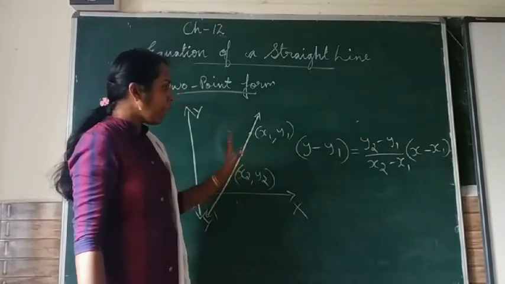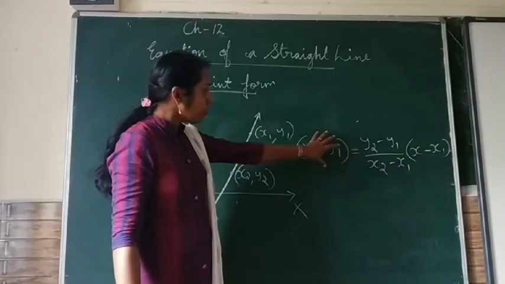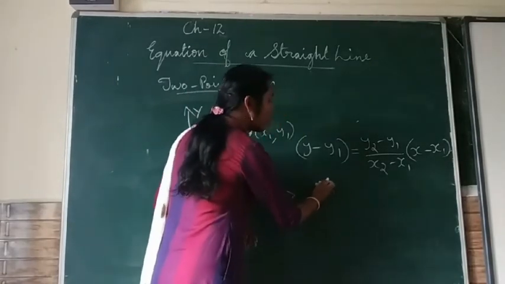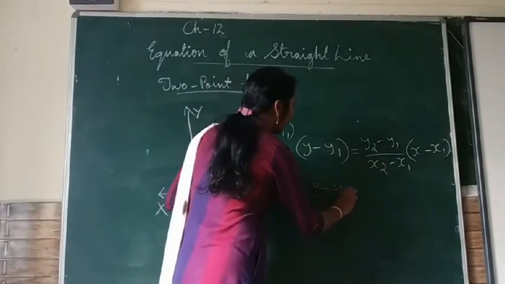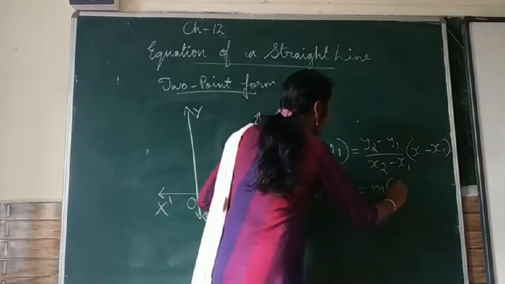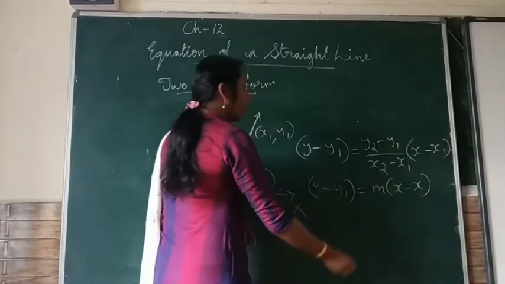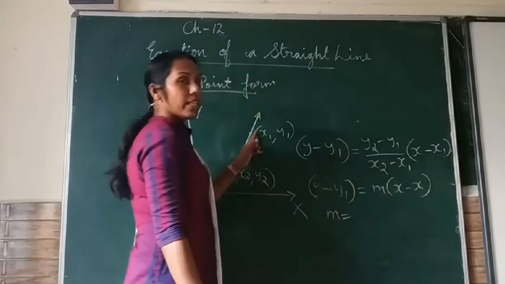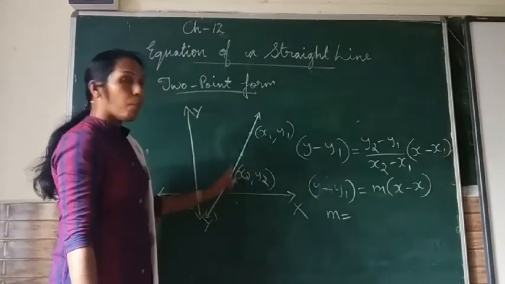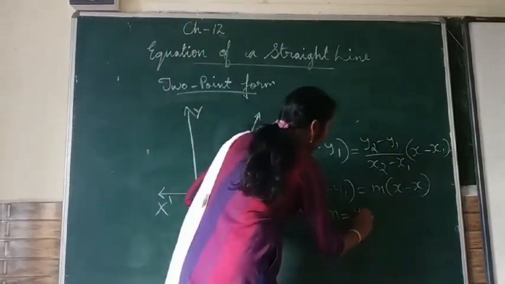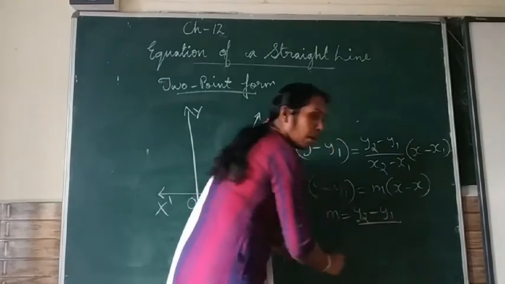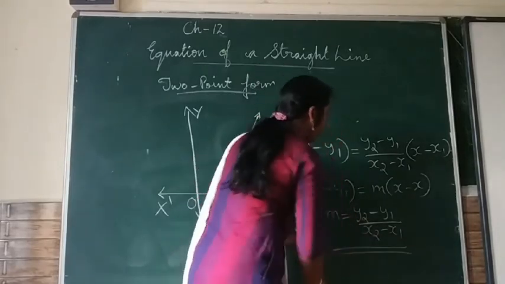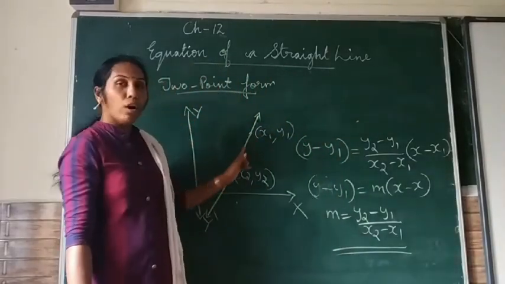Now from this, by comparing this equation with the point slope form, we can find out the value of m, as the point slope form was given: y minus y1 is equal to m into x minus x1. So we can compare them and we can find out the value of slope like this. If on a straight line 2 points are given, we can find out the slope of that straight line by this formula, that is m is equal to (y2 minus y1) by (x2 minus x1). So this is the formula for finding out the slope of a straight line on which 2 points are given.